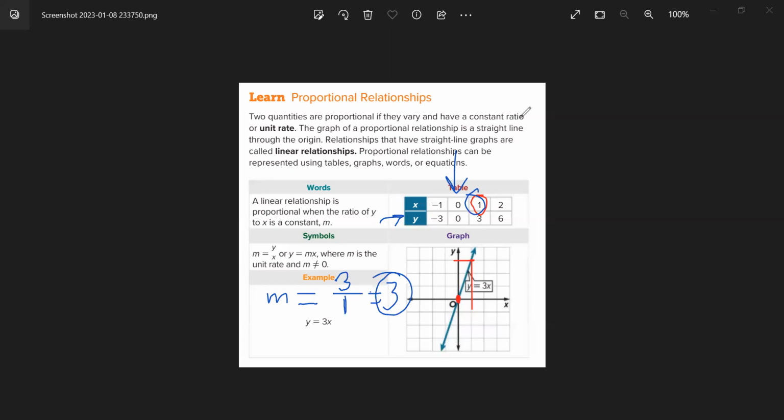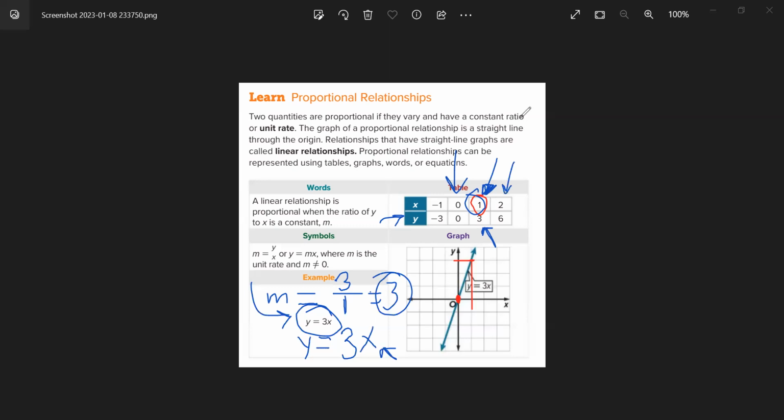Now we express it in the equation. The equation will be Y equals the unit rate times X. Okay, that's why we have the example Y equals 3X. What does this represent? It represents that Y, this number right here, will depend on the number that we put right here. With this equation, we're going to get this one.